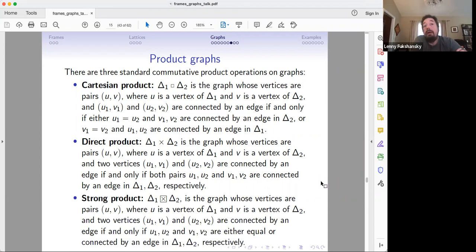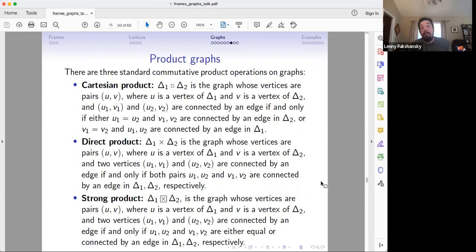Again, the vertices in the strong product are pairs of vertices, but now two vertices are connected if and only if u1 and u2 are either equal or connected, and v1 and v2 are either equal or connected. Okay, so then one can ask, suppose I take two graphs and I take their product: Cartesian product, direct product, strong product.